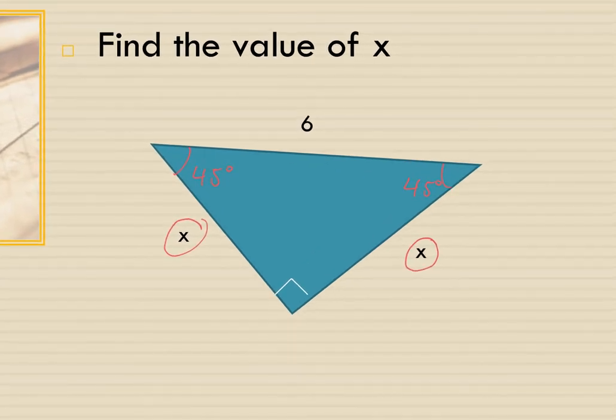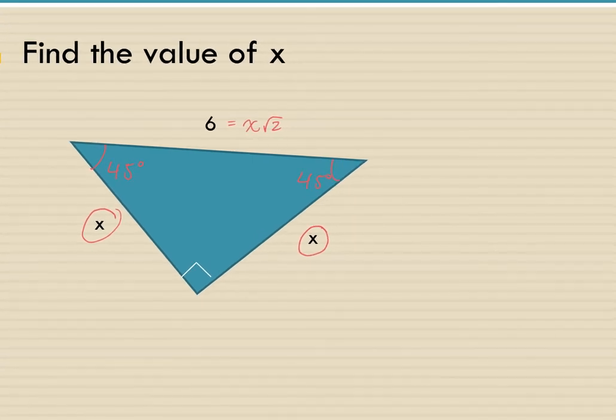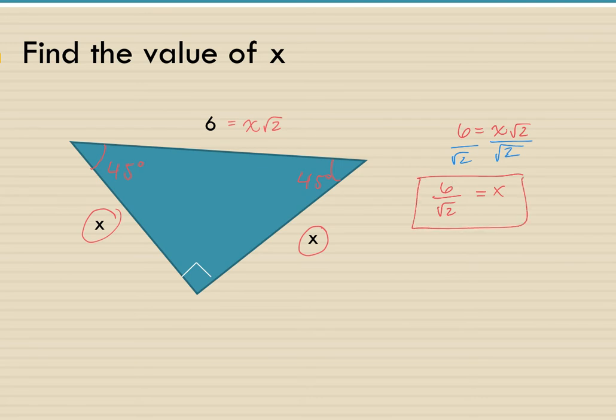So if our leg is x, this 6 is going to be equal to x times the square root of 2. And then let's rewrite this over on the right. So we've got 6 equals x times the square root of 2. All we do now is we divide by the square root of 2. And we get x equals 6 divided by the square root of 2. Boom, we're done. That's it.